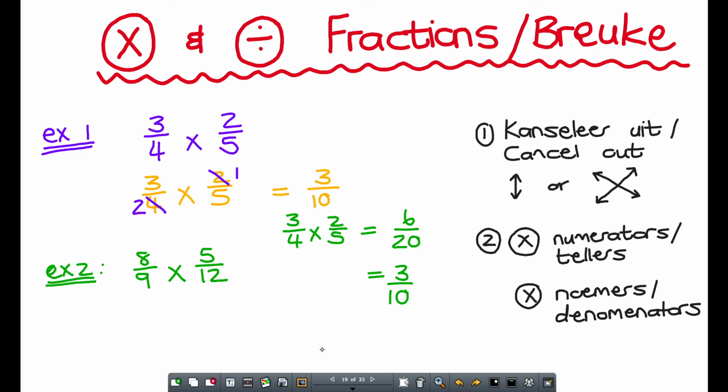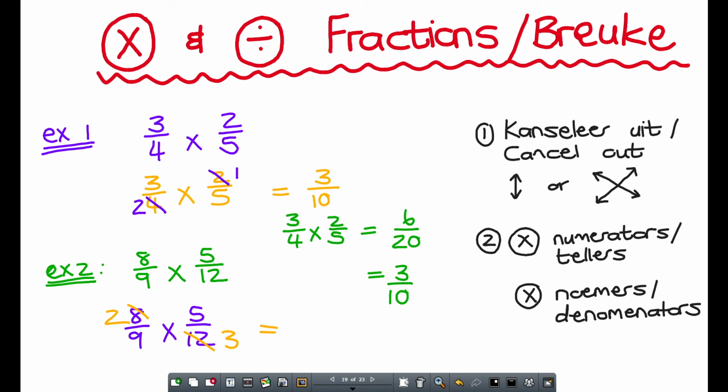Okay, so let's do the next one. 8/9 times 5/12. Could I have cancelled out anything? Okay. Yes, the 8 and the 12. So what can go into both of them? 4. You could have said 2, but that's not the biggest one. We always want to go for the biggest one so that we have it in the simplest possible way. So the numbers that I've got to multiply are very small. So 4 goes into 8 twice, and 4 goes into 12 3 times.